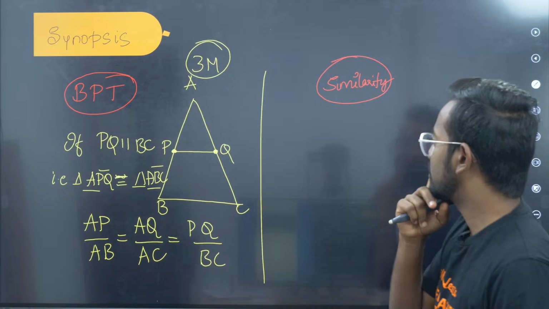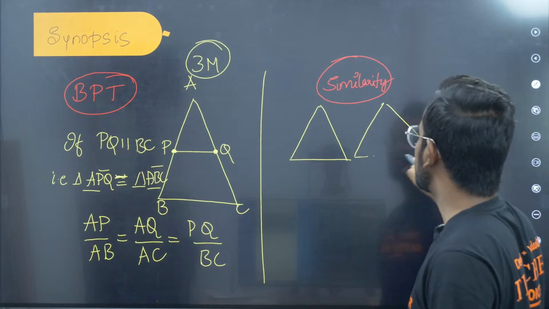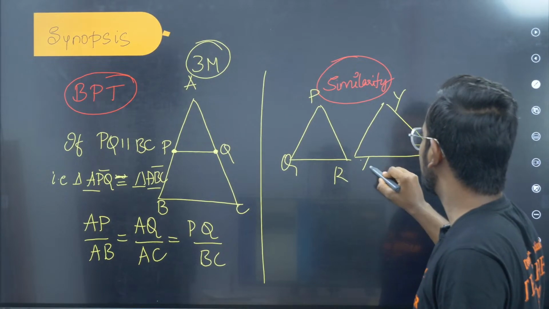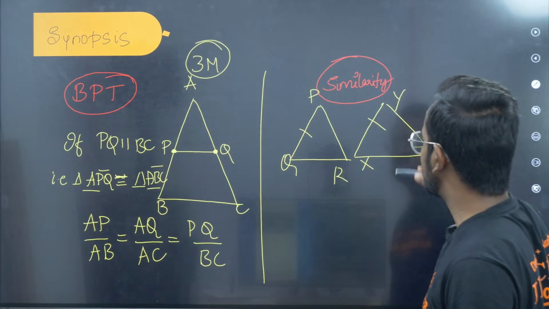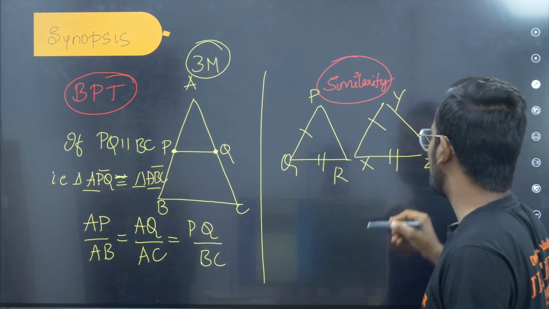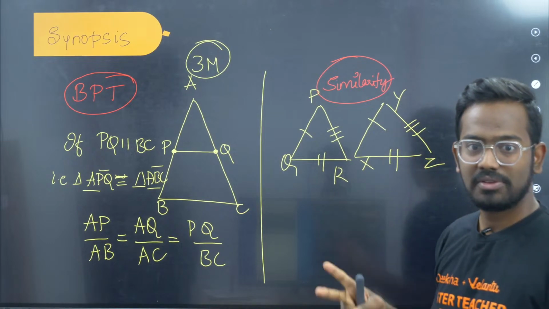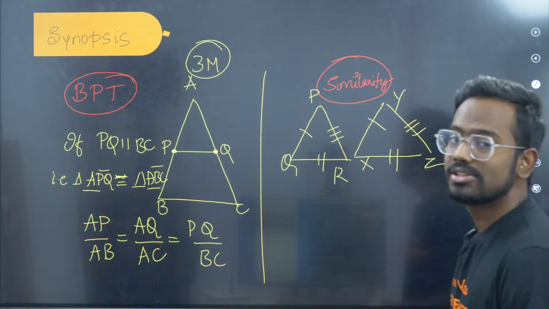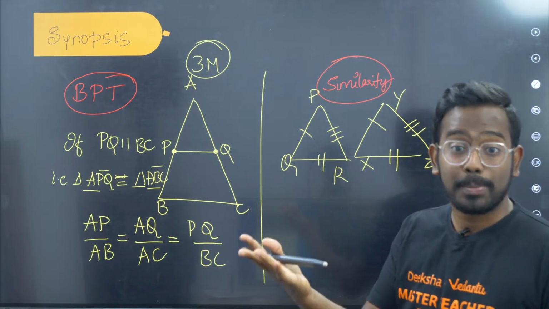What do you mean by similarity, sir? Similarity means two triangles, you can take any two triangles, say ABC and PQR. If the sides are proportional and the angles are equal, then you can say these two are similar. Sir, how did you say? There are three criteria for two triangles to be similar. What do you mean by similar? Their corresponding sides are proportional and their corresponding angles are equal.